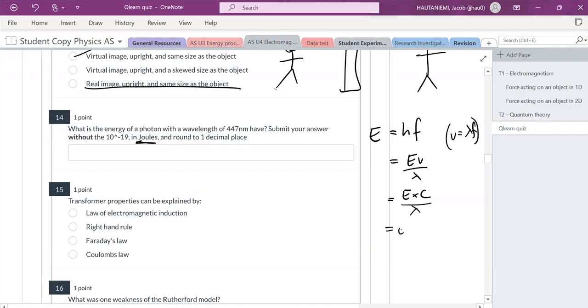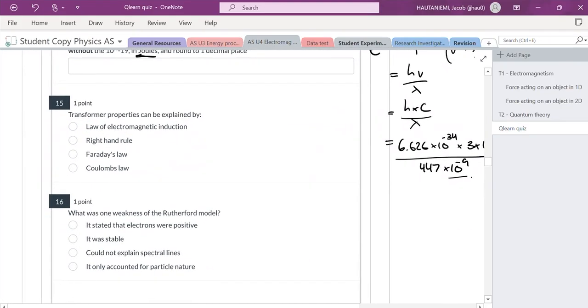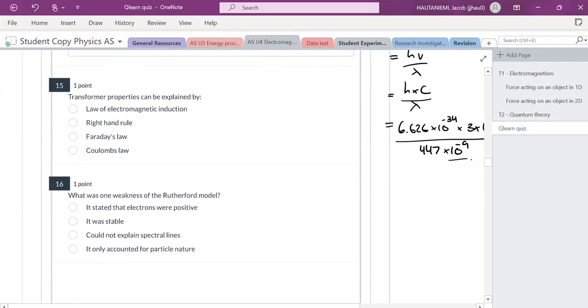So that's equal to, oh, sorry, not e, what am I saying over here? It should be h. And h is equal to 6.626 times 10 to the negative 34 from memory. c is equal to the speed of light, which is a constant of 3 times 10 to the 8, and lambda in our case is up here. It's 447 times 10 to the negative 9. We have to convert that from nanometers to meters, times 10 to the negative 9.